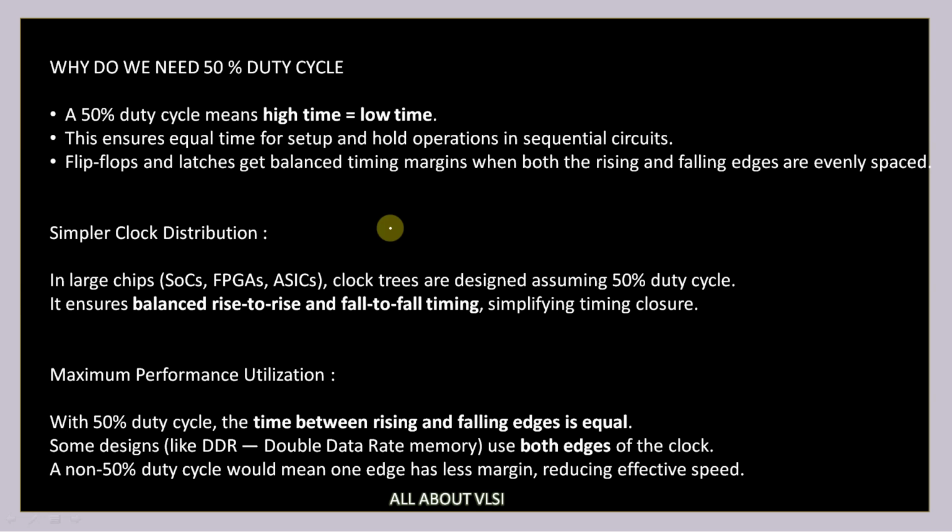So with 50% duty cycle, the timing between rising and falling edges is equal. And some designs like DDR use both edges of the clock, and a non 50% duty cycle would mean one edge has less margin, reducing the effective speed. So these are the reasons why we are going to prefer the 50% duty cycle majorly.